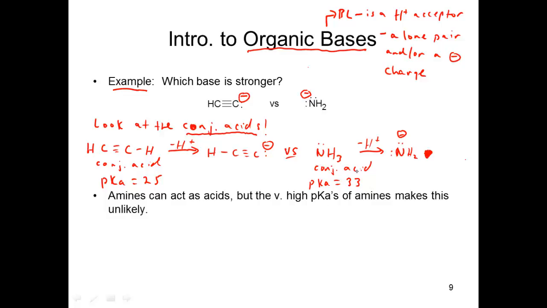Well, since the pKa of ammonia is higher than the pKa of acetylene, this is the weaker acid. So this ammonia is weaker. It gives up its proton less easily than acetylene. Now here's the important concept. Because this is the weaker acid, it gives up its proton less easily. This is the stronger base. It wants the proton more because it comes from a weaker acid. So therefore, the amide is the stronger base.